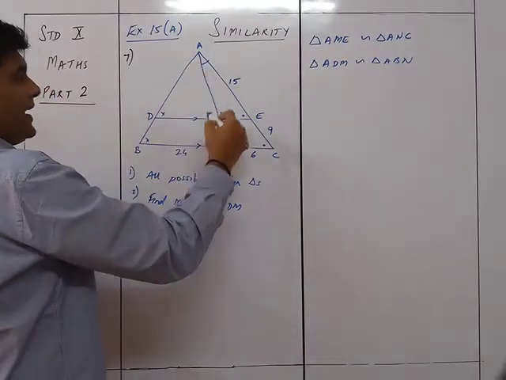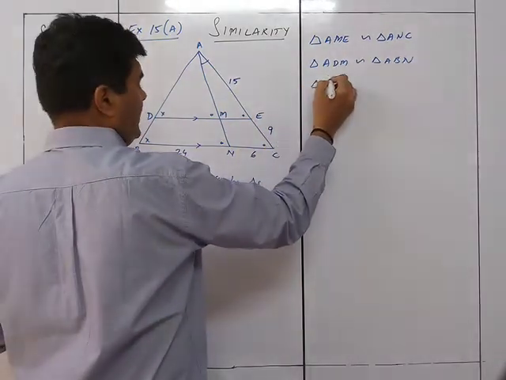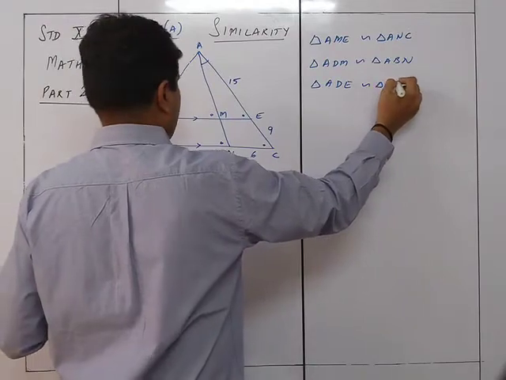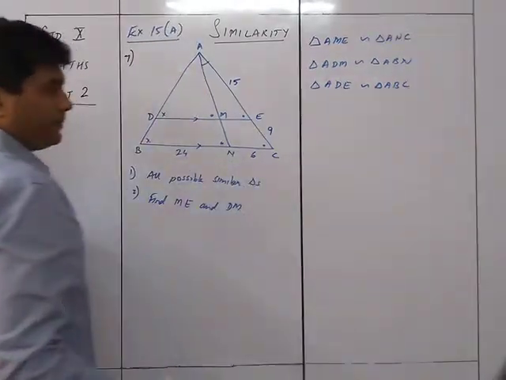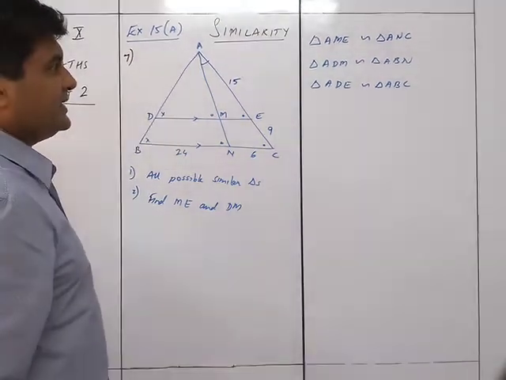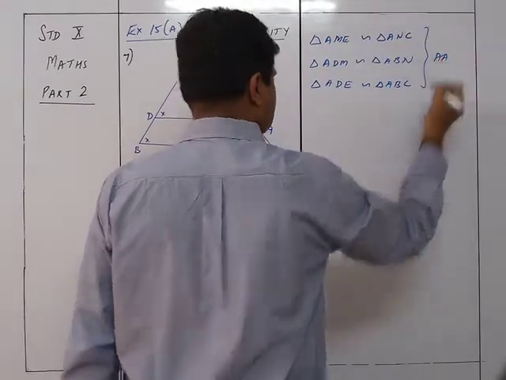Now taking the complete triangle, the bigger one, this and this are equal and this and this are equal, so triangle ADE similar to triangle ABC. Got it? So these are the three sets of the similar triangles. All of them can be proved by AA test.